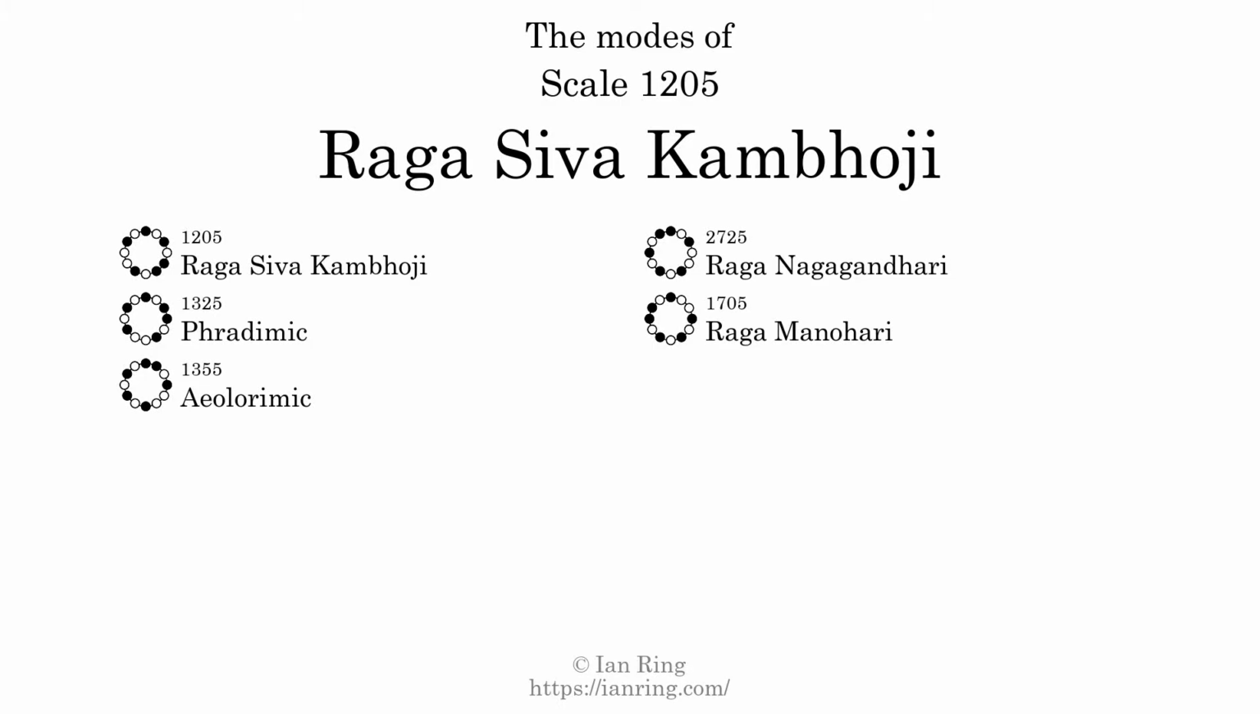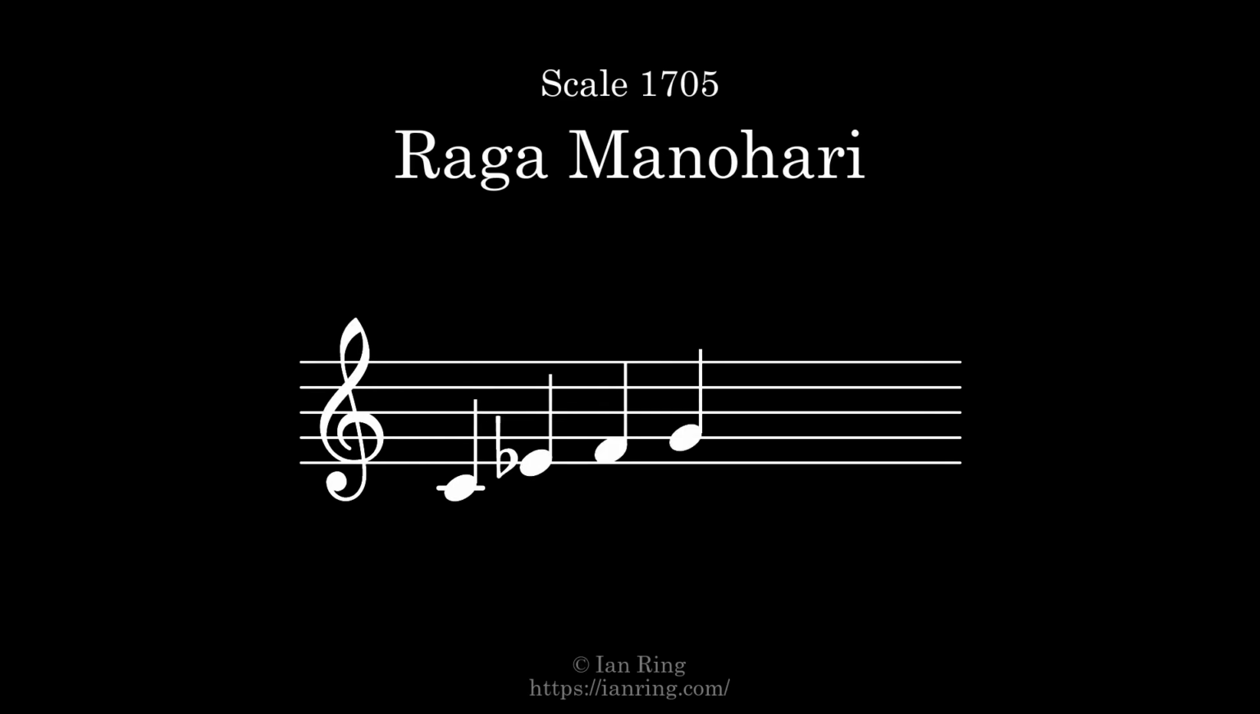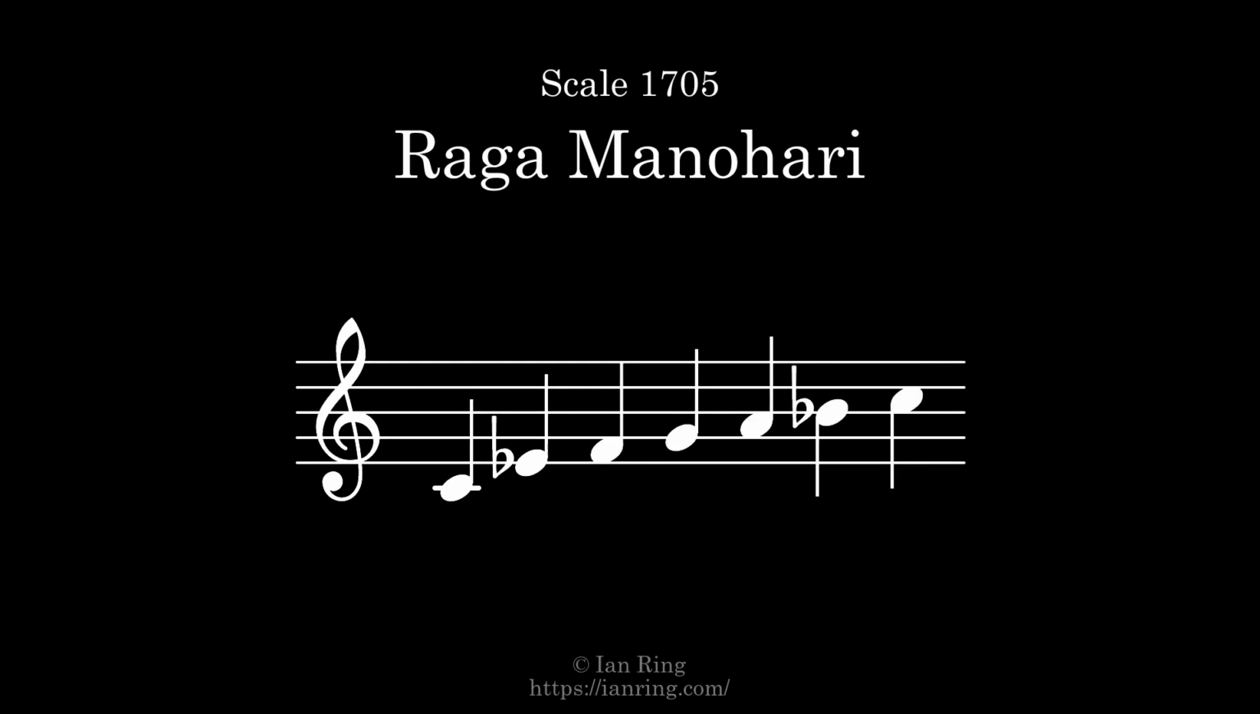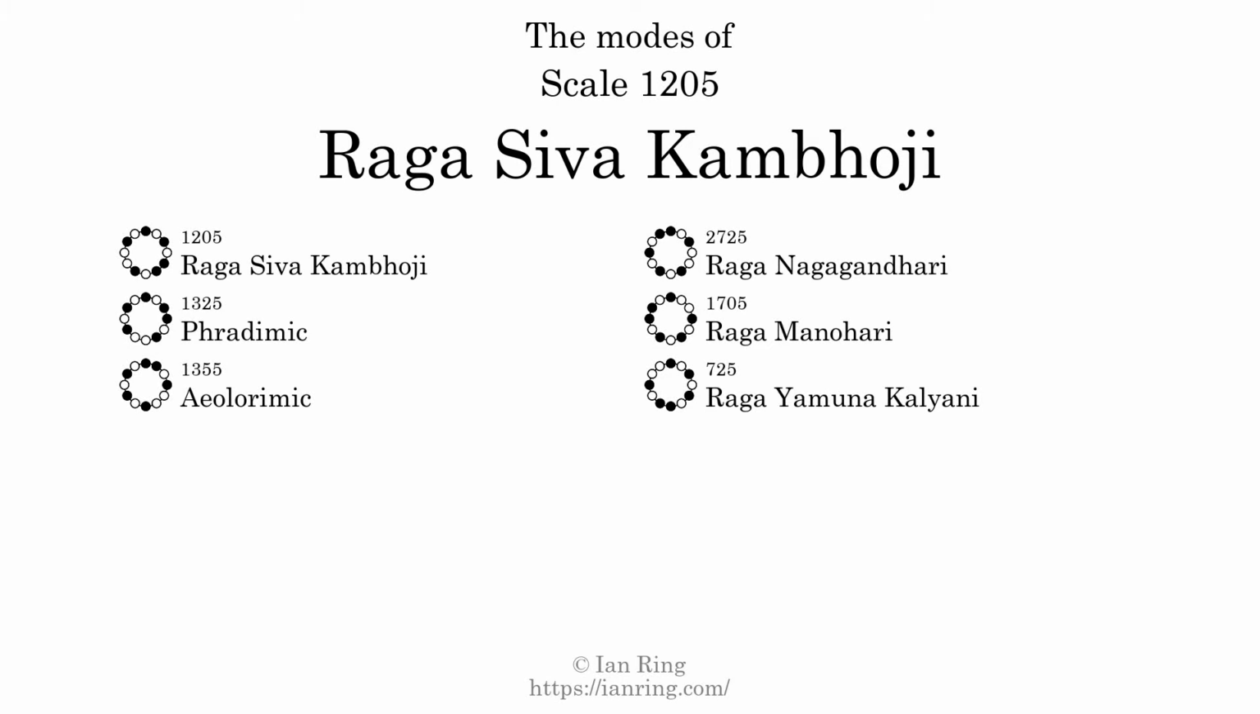The fifth mode is scale 1705, also known as Raga Siva. It sounds like this. The sixth and last mode is scale 725, also known as Raga Siva. It sounds like this.